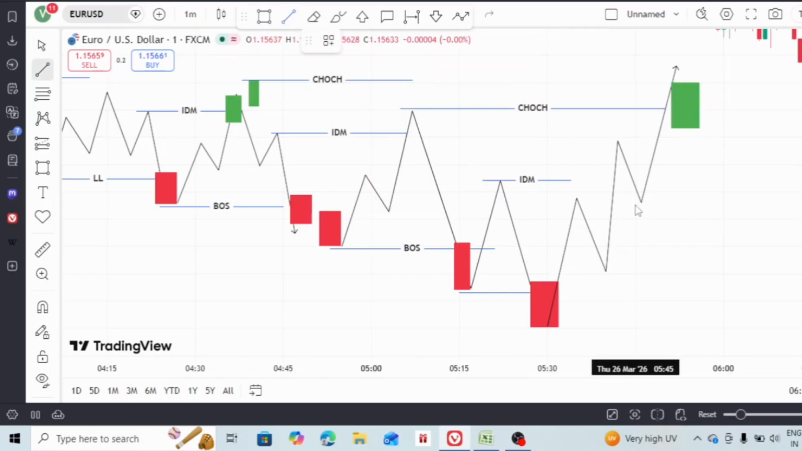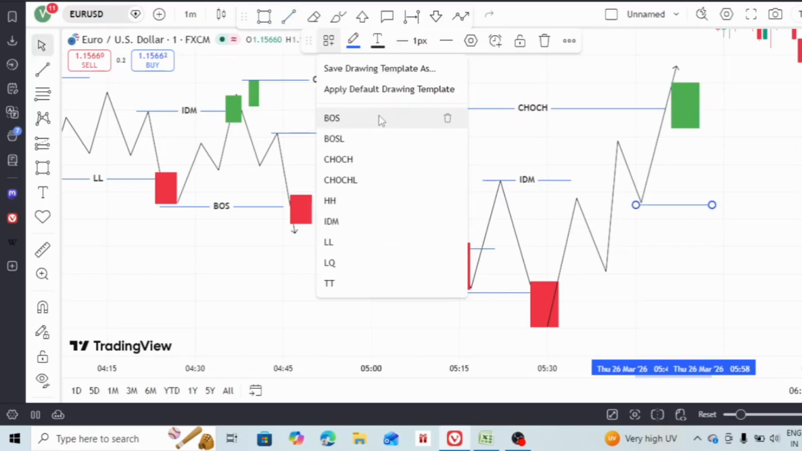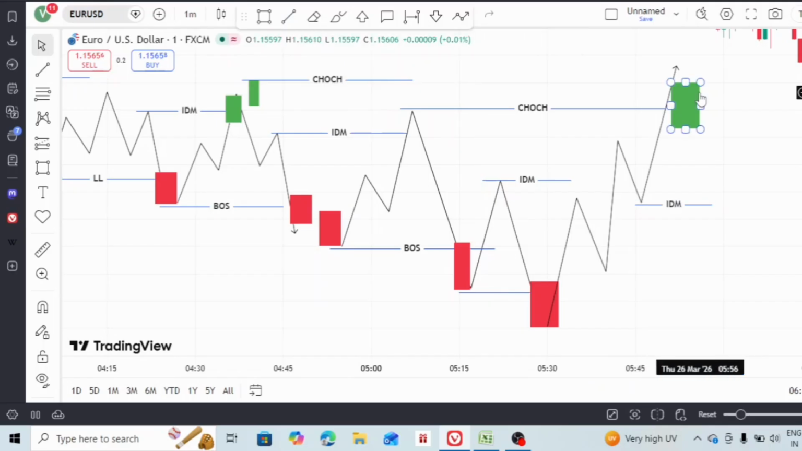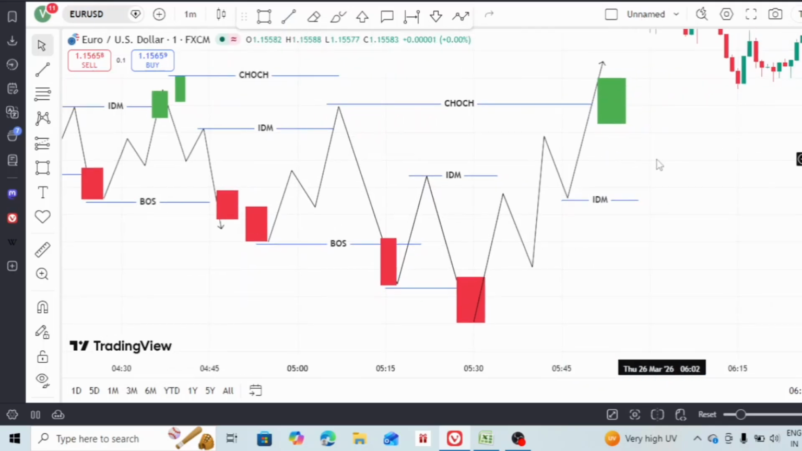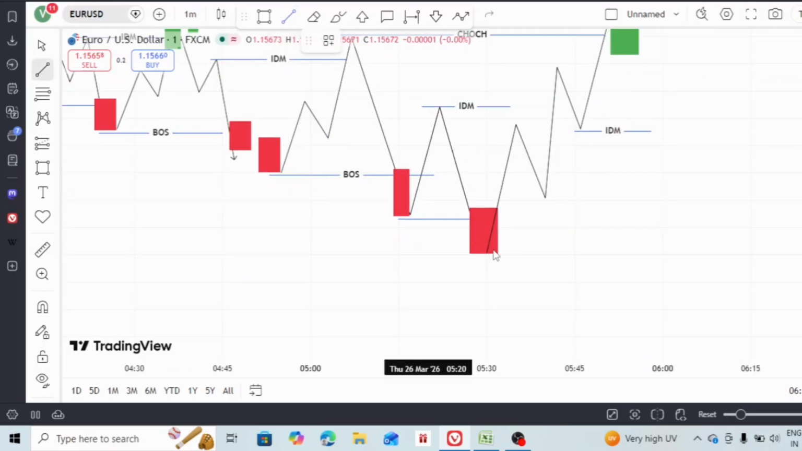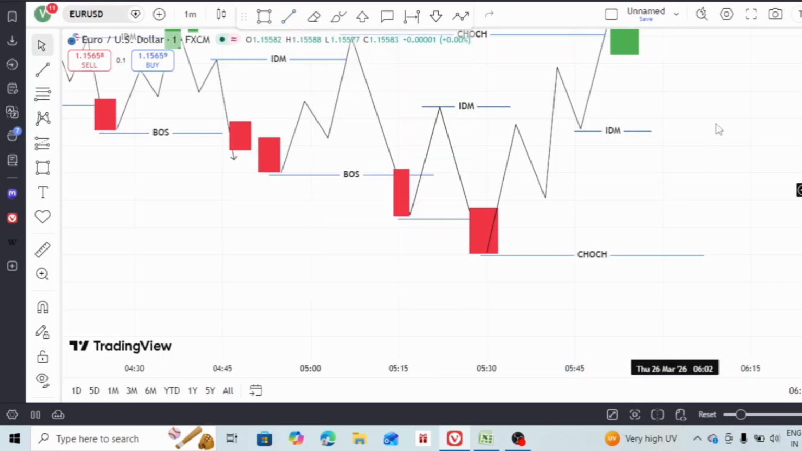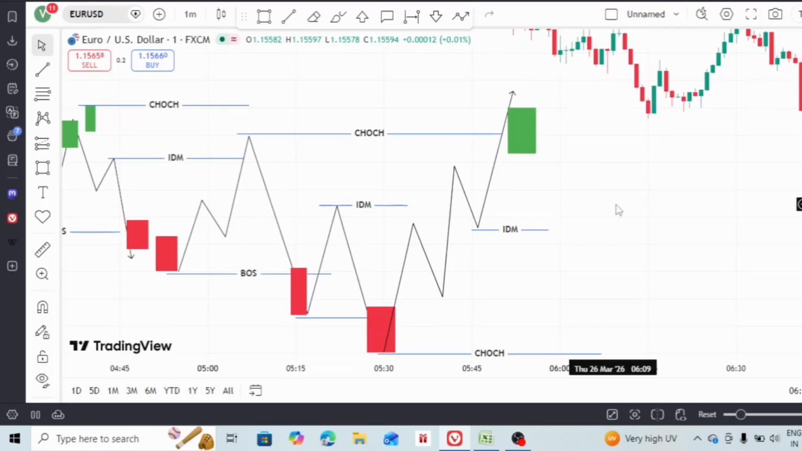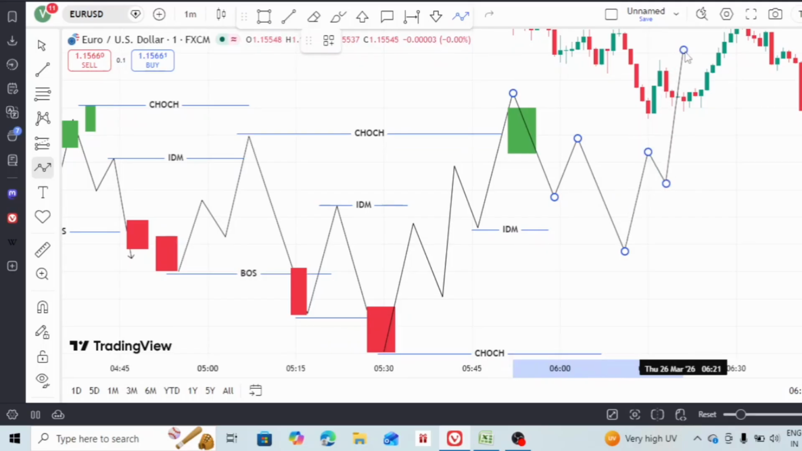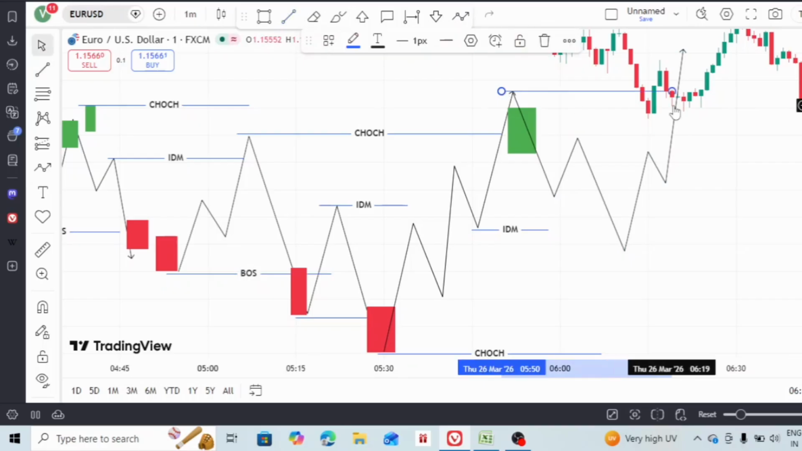So we need a pullback. So there's the pullback here, okay? So this is the inducement, change of character. So the trend has now changed to uptrend. The lowest point here, this break of structure level, will be the change of character level, okay? So if the market again came down, mitigated the inducement, and it went up, then the trend has now changed. Previously it was a downtrend, now it has become an uptrend, okay?